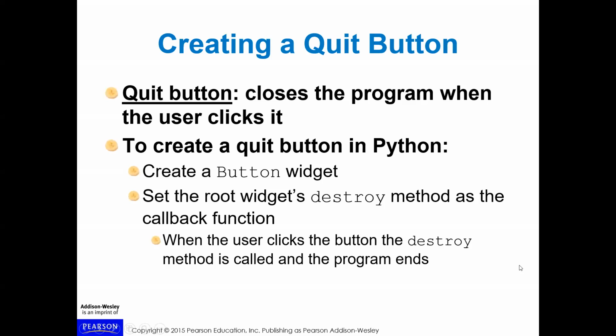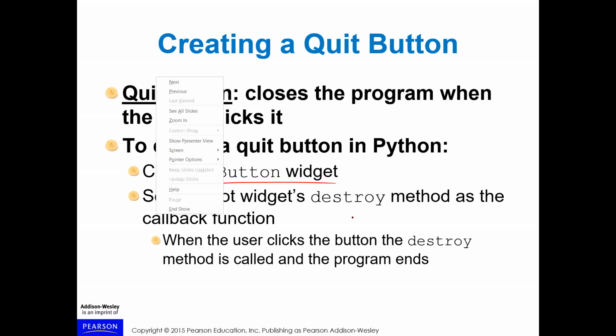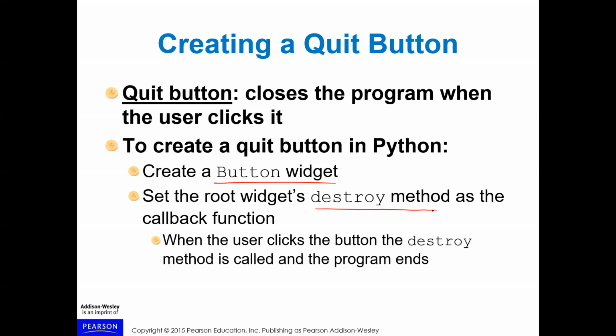So you should be seeing the slides now. So the quit button closes the program when the user clicks it. To create a quit button in Python, we've seen create the button, set the root widget's destroy method as the callback function. And then we just saw how that works.